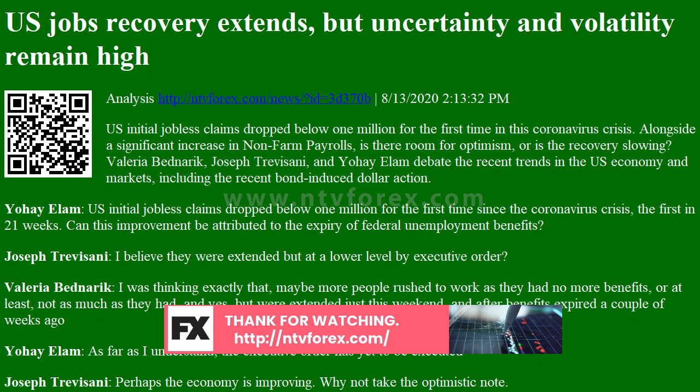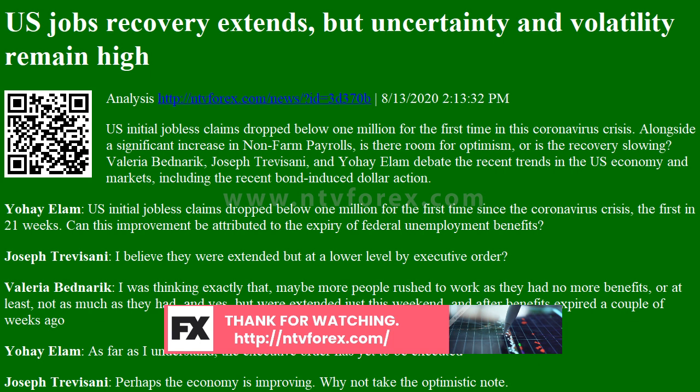Joseph Trevisani: Historically the US recovers faster. We shall see if that remains true. Valeria Bednarik: Yups, wait and see now. Yohai Elam: Yep, agreed. So many unknowns at this point: the trend of the virus, fiscal support, relevant not only for the US. Valeria Bednarik: Uncertainty keeps us busy. Can you imagine how boring it would be if we had all the answers?